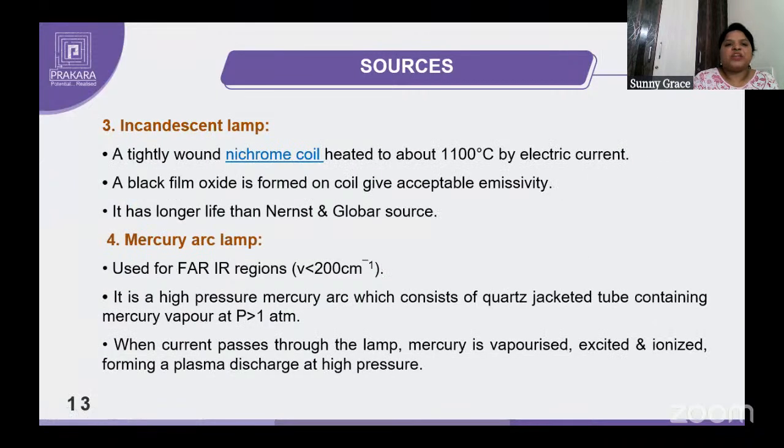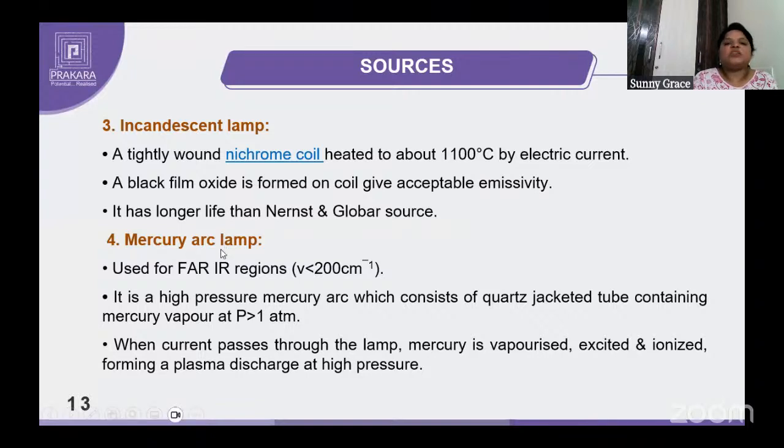Okay. And the next source is the incandescent lamp. Coming to the incandescent lamp, it is a tightly wound nichrome coil which is heated to about 1100 degrees Celsius by electric current. And a black oxide film is formed on the coil, which gives more emission of the IR radiation. It has a longer life than the Nernst and glow bar source.